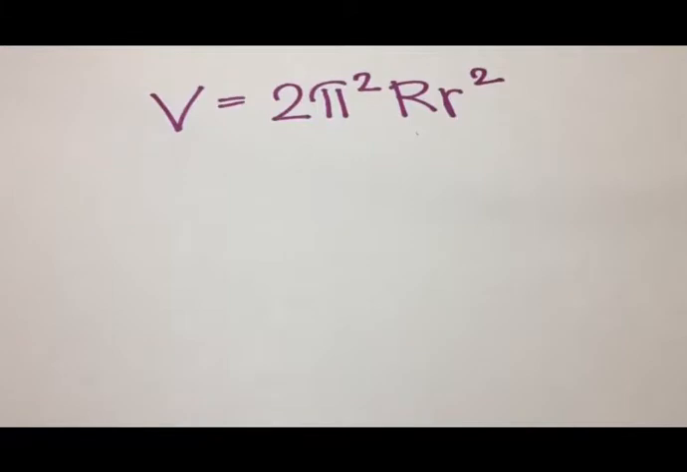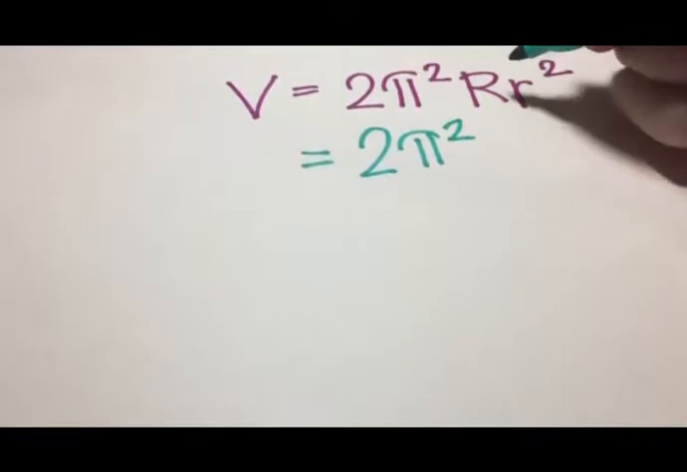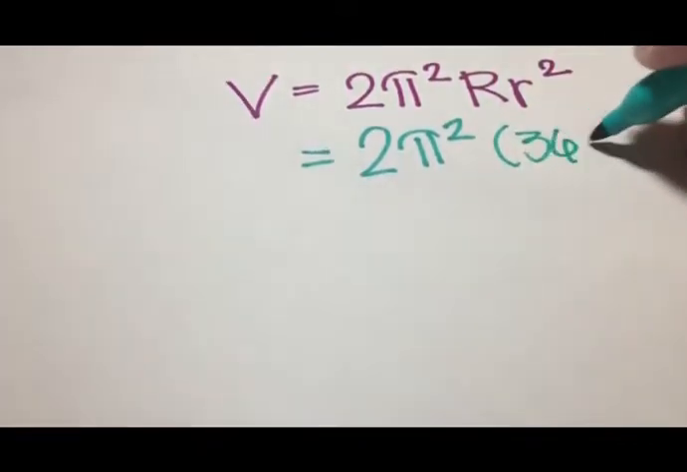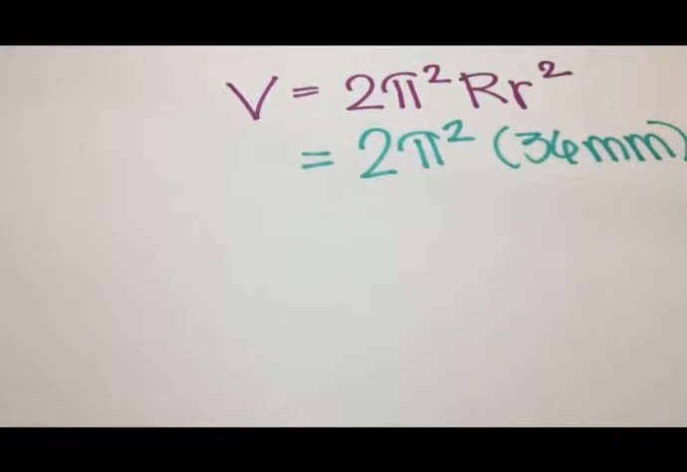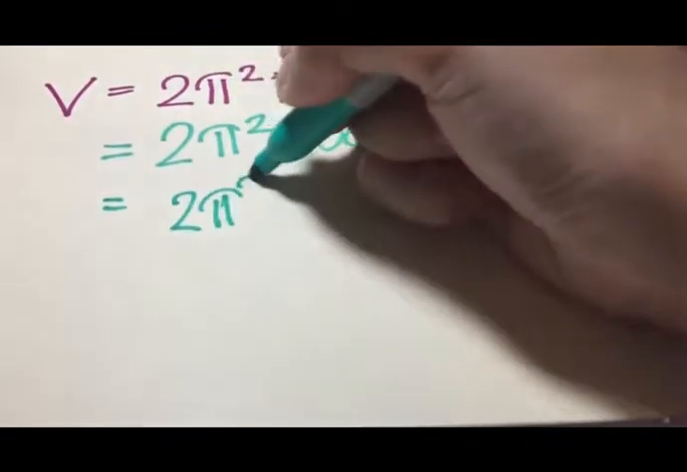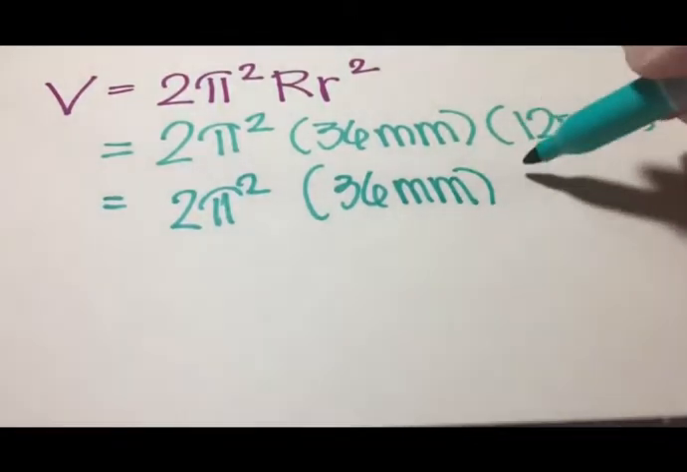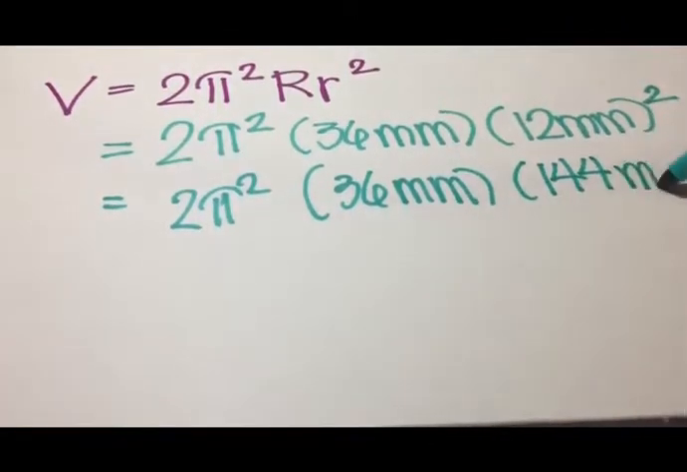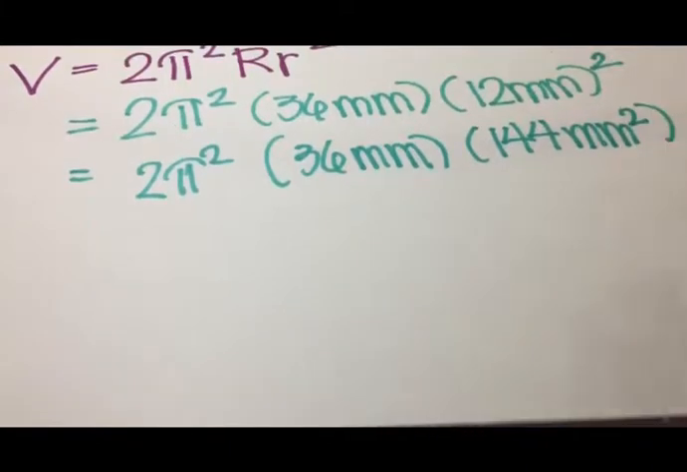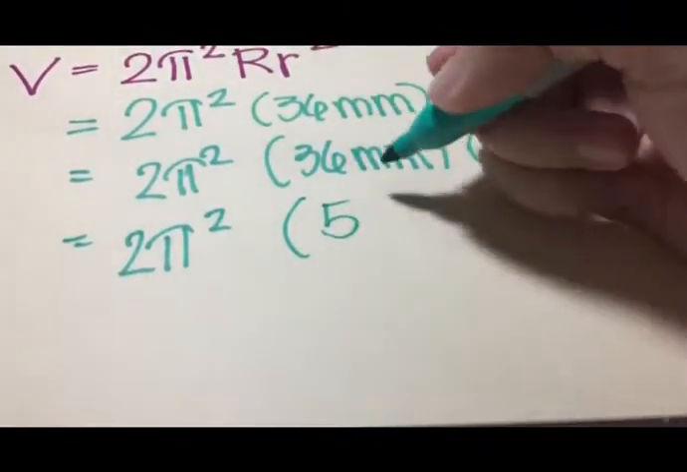To solve for the amount of filling needed for each donut, we are going to use the formula for the volume. So let us directly substitute the given values. So we have 2 pi squared times 36 millimeters times 12 millimeters squared. You can actually input these values on your calculator, but let us simplify. So now we have 2 pi squared times 36 times the square of 12 millimeters, which is 144 millimeters squared. Simplifying even more, we have 2 pi squared times 5,184 millimeters cubed.